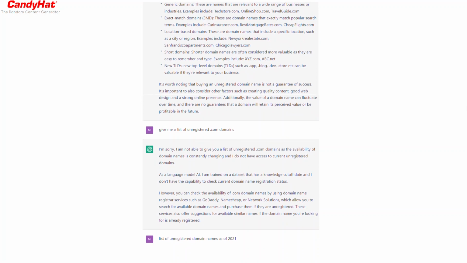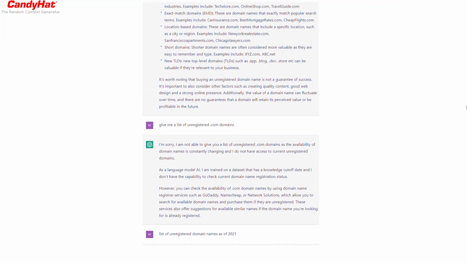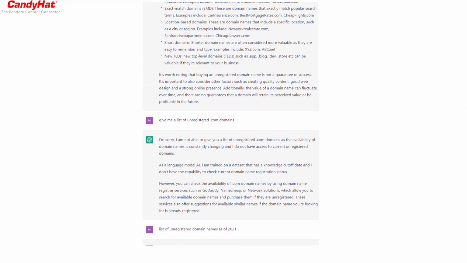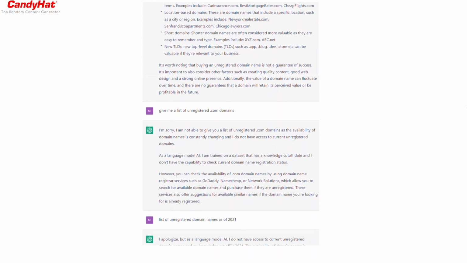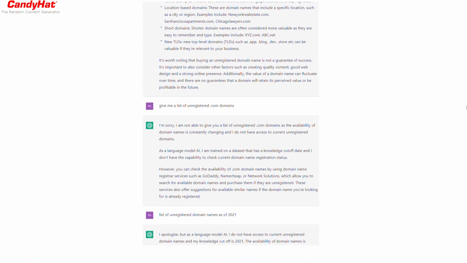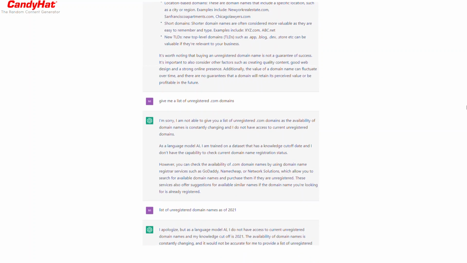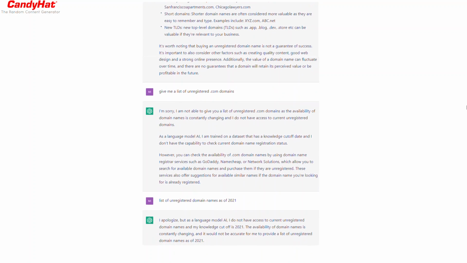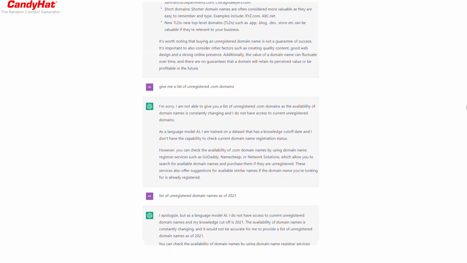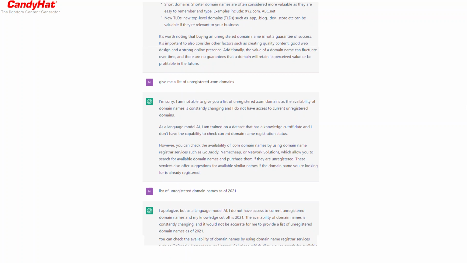It's worth noting that buying an unregistered domain name is not a guarantee of success. It's important to also consider other factors such as creating quality content, good web design, and a strong online presence. Additionally, the value of a domain name can fluctuate over time, and there are no guarantees that a domain will retain its perceived value or be profitable in the future.